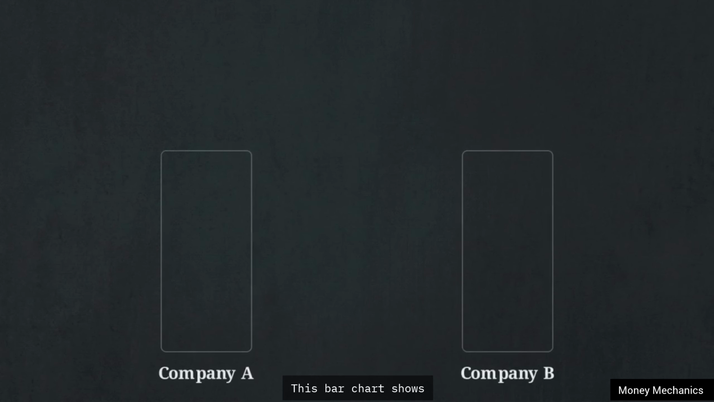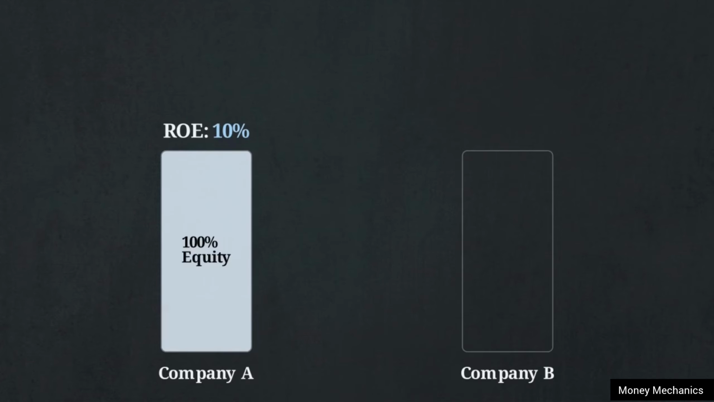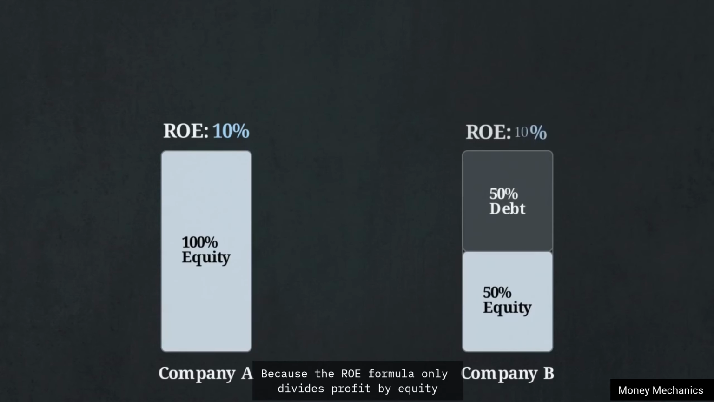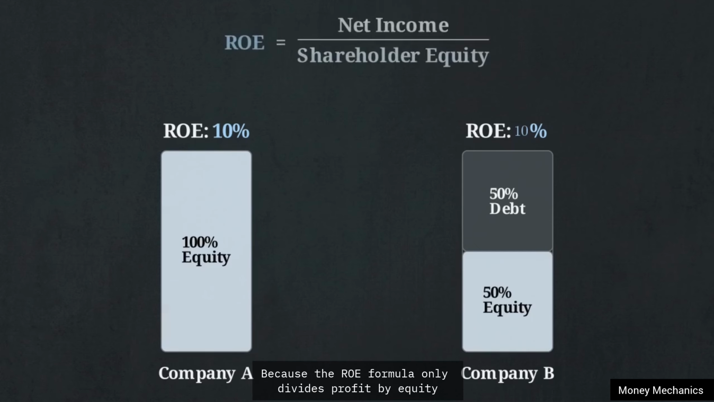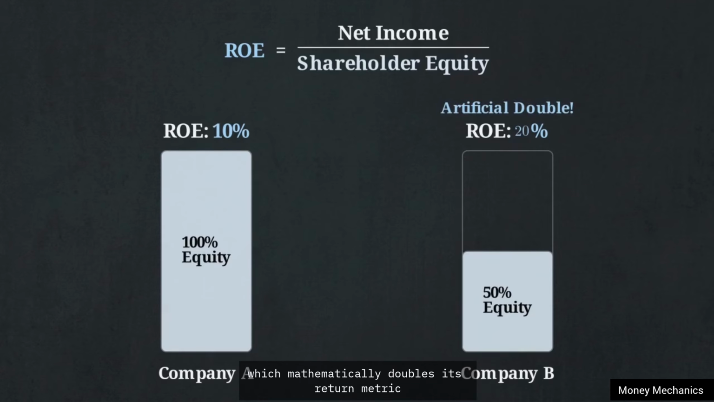This bar chart shows how each company pays for its operations. Company A uses shareholder money, a 100% equity base. Company B, however, secures half of its funding through debt. Because the ROE formula only divides profit by equity, borrowing money shrinks the denominator. Company B didn't sell more products or improve its margins. It used debt to reduce its equity base, which mathematically doubles its return metric.